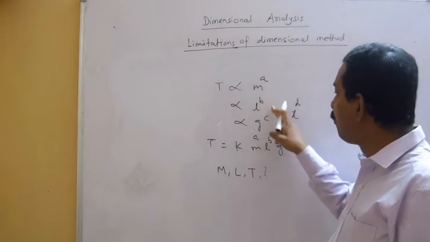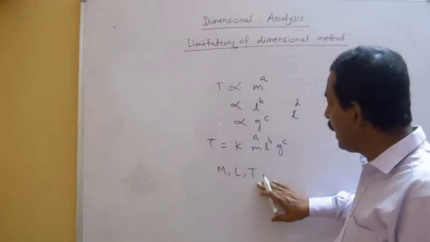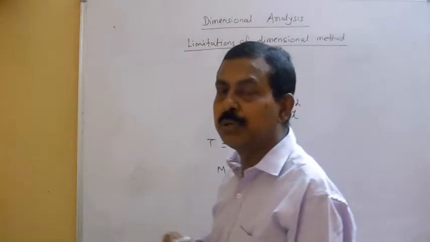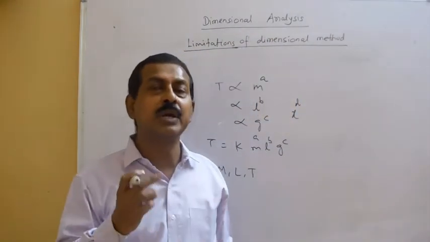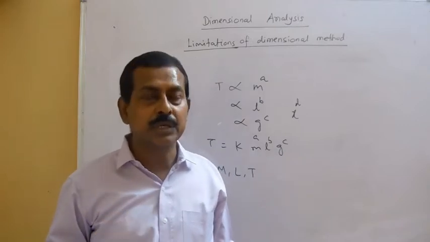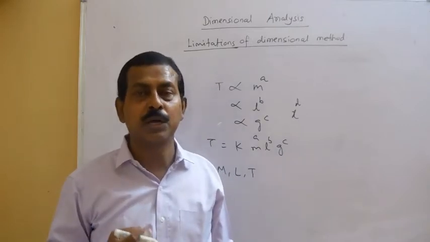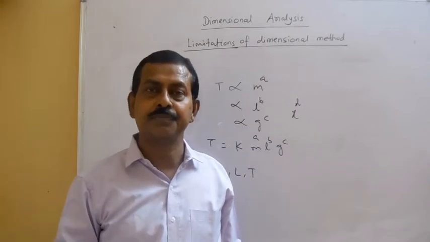Because there will be 4 unknowns there, and if only M, L and T are involved, then equating the powers of M, L and T from both sides, you will only get 3 equations. If 4 unknowns are there, definitely you cannot get the value of all those 4 unknowns just by using 3 equations there.